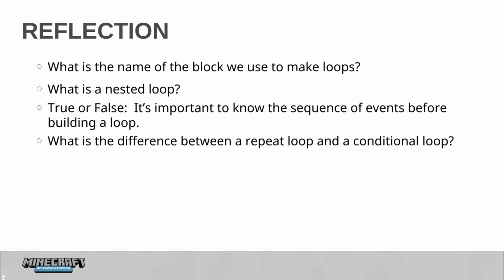What is the name of the block we use to make loops? What is the nested loop? True or false? It's important to know the sequence of events before building a loop. And what is the difference between a repeat loop and a conditional loop?